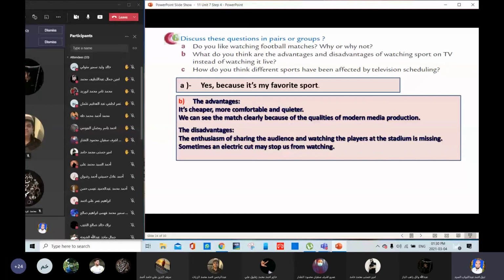So sometimes the light went out. Sometimes when the light goes off or goes out, you cannot continue watching the match. How do you think different sports have been affected by television scheduling? The times of matches have been changed to match with the suitable times of TV programs.